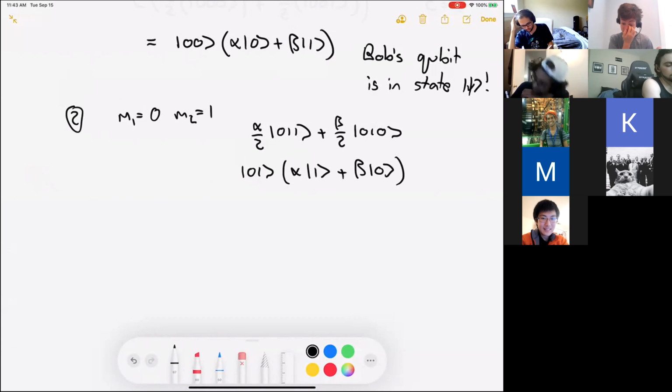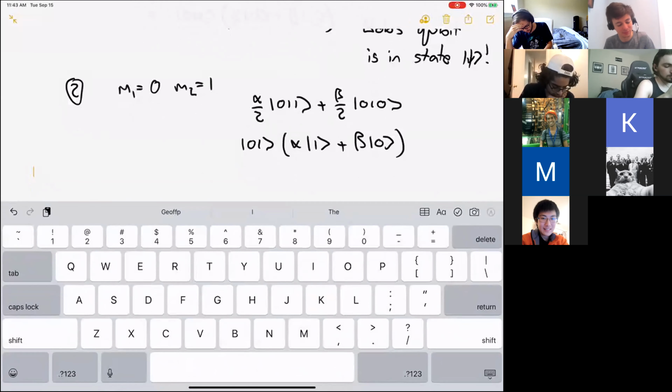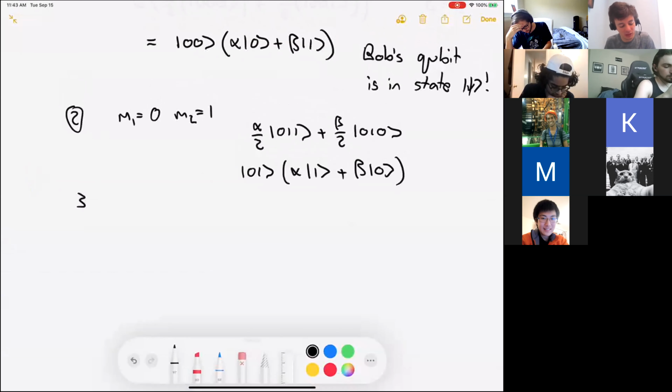Bob's qubit isn't quite in the state psi, but there's still alphas and betas showing up in front of it, right? Like the states 1 and 0 are the wrong way around, but it does seem like that's pretty fixable. Damn it. Why does that keep happening?